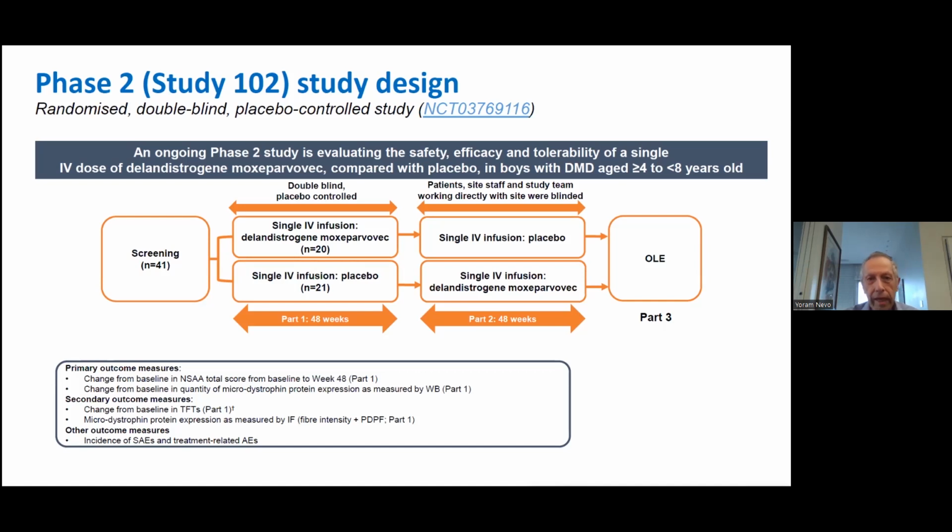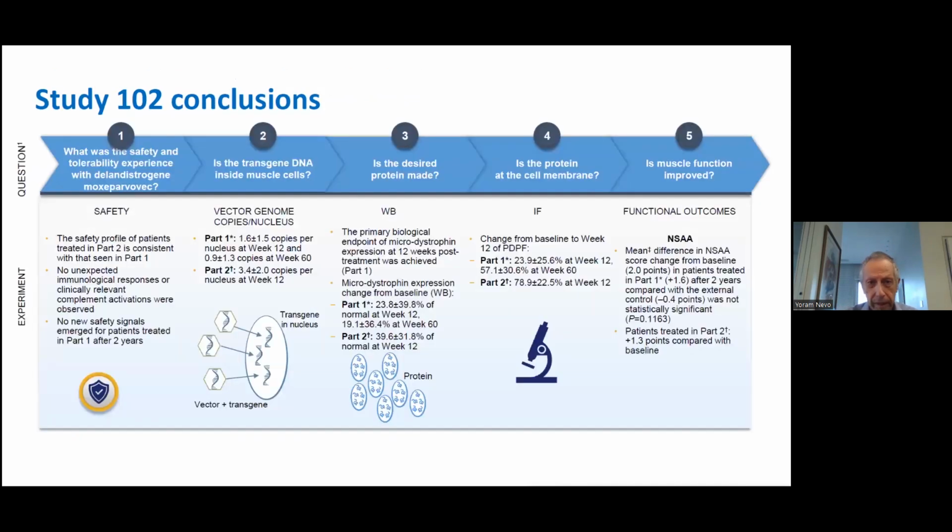One year later, the ones who got the medicine will get placebo, and the ones who got placebo will get the medicine. So after 2 years, everybody got the medicine, and we get data of 1 year of all the patients. And in each year, they have compared to the placebo. Next slide, please. So what did we learn from this preliminary study?